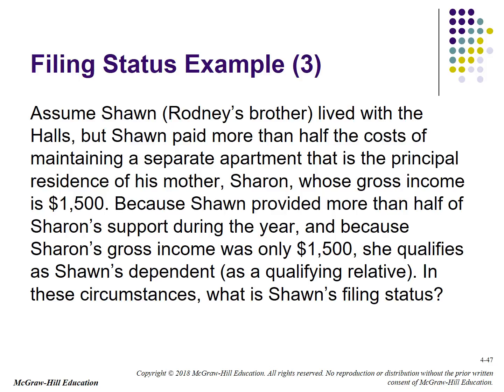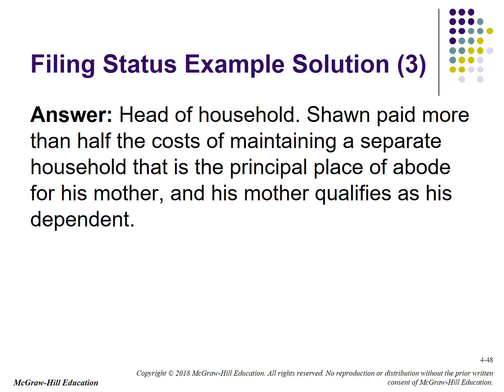Now, Sean is single. Let's see if he can file head of household. He maintains the home of his mother. He pays more than half the cost of maintaining the home of his mother. Normally, the qualifying relative or child must live with the taxpayer. But if it's a parent, there's an exception. As long as Sean is providing more than half the cost of his mother's home, he qualifies as head of household here.